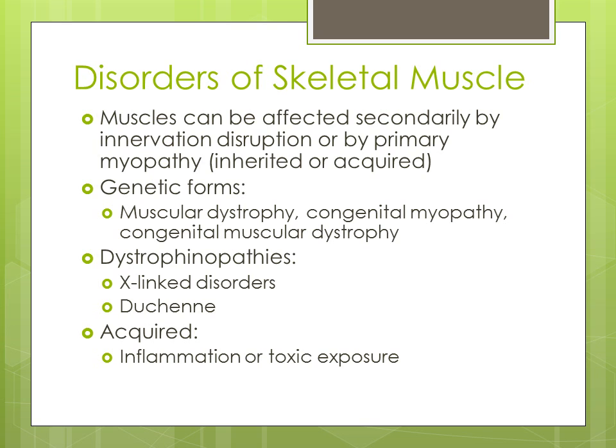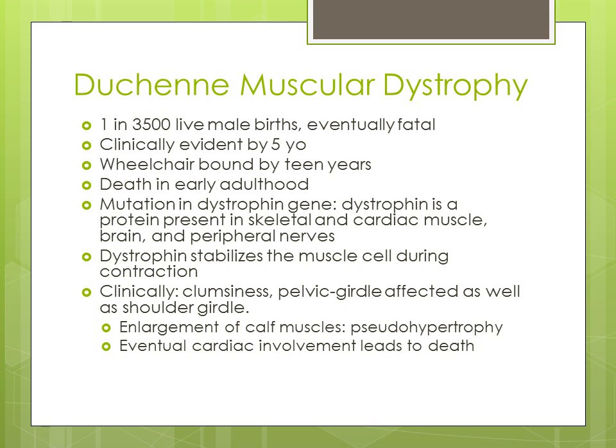And then there's dystrophinopathies, and those include X-linked disorders and Duchenne syndrome. And then there's acquired ones, and those can be from inflammation or toxic exposure. And really, I'm going to focus on Duchenne. Duchenne muscular dystrophy happens at about 1 in every 3,500 live male births. It is an X-linked disorder, so therefore it's going to affect males more frequently.